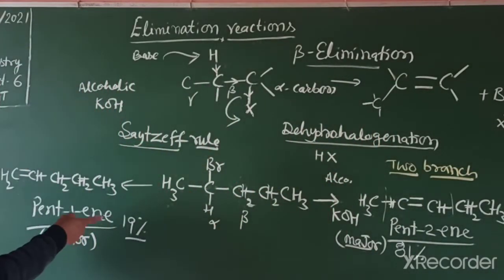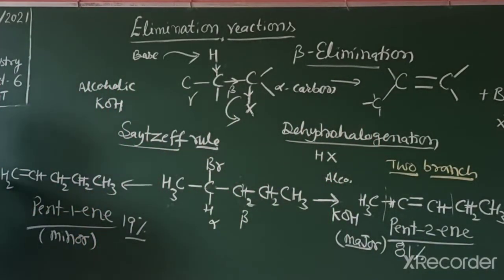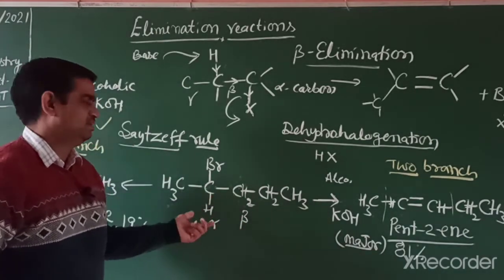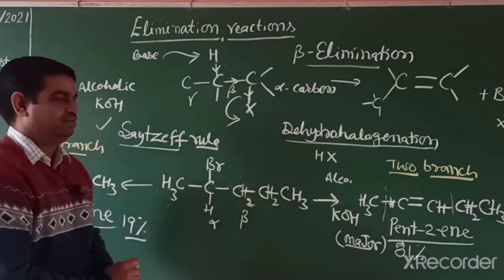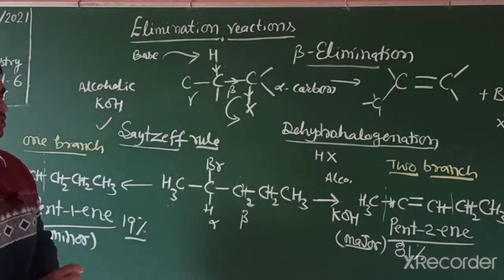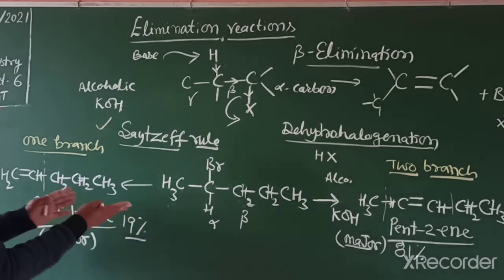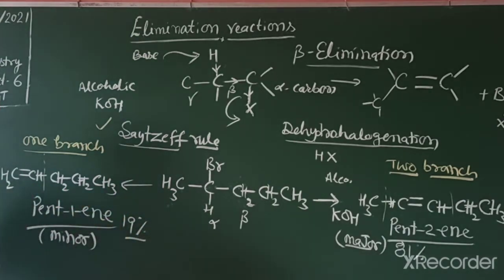But if we get in this alkene, this side only hydrogen, so this side only one branching. So we can explain now what is Saytzeff's rule. If any alkyl halide has more than one beta hydrogen, then dehydrohalogenation occurs, and we get the more branched alkene as the major product and the less branched alkene as the minor product. This is known as Saytzeff's rule.